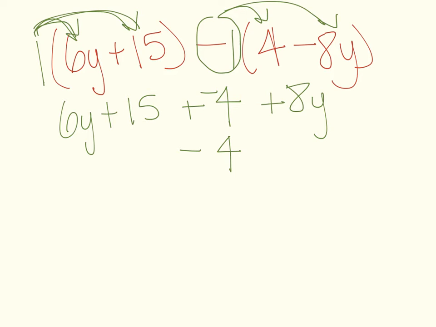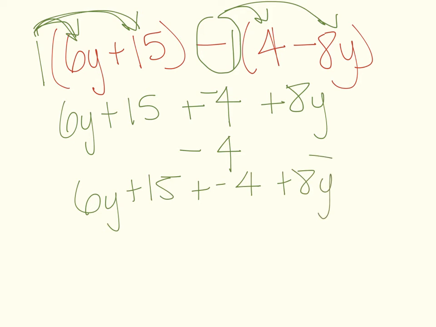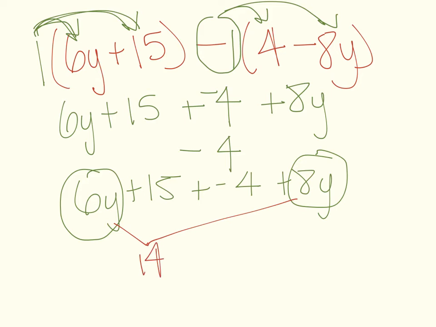Okay? So now, I'm going to erase this a little bit. Oh, it doesn't let me erase that 4. All right, so I'm going to rewrite it. Now I have 6y plus 15 plus negative 4 plus 8y. Now I can combine like terms. I have 8 yo-yos and 6 yo-yos. So if I add those together, how many do I have? 14 yo-yos. And if I have $15 and I owe $4, how many do I have left?